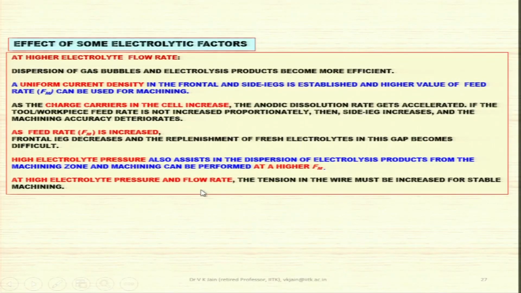At high electrolyte pressure and high flow rate, the tension in the wire must be increased for stable machining. This is also an important point, because the wire should be kept under tension all the time if you want to have good accuracy and if you want to avoid the sparking.